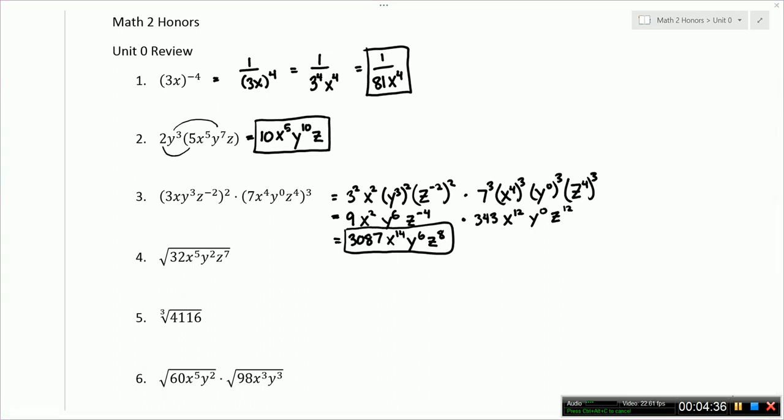So number 4, 32 is 2 to the 5th power. And you can break down 32 as 2 times 16 and keep breaking down the 16 as 2 times 8 and so on. But you eventually end up with 32 as 2 times 2 times 2, 5 times. And we have x to the 5th, which means x times itself 5 times.